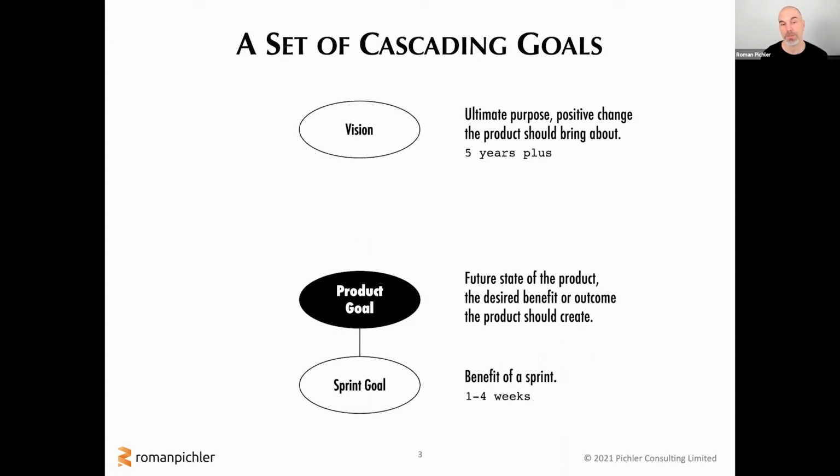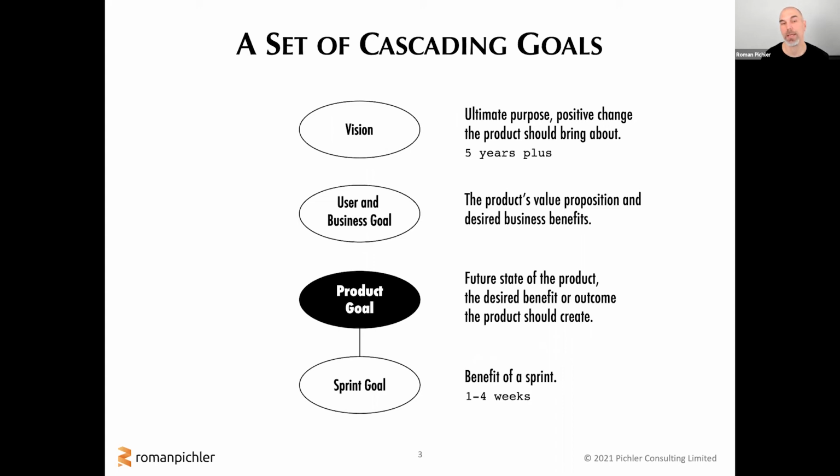But I think getting to a product goal directly from the vision is hard. So I like to take an intermediate step and identify, based on the vision, appropriate user and business goals for a product. Who are the users, and what benefit does the product create for those users, or what specific goals does the product help the users achieve? I'll show you some examples in a second to make this a little more specific.